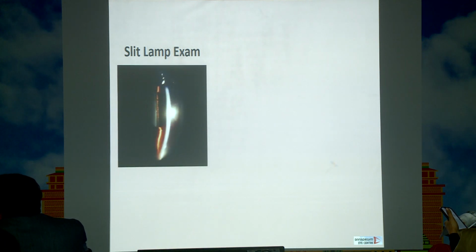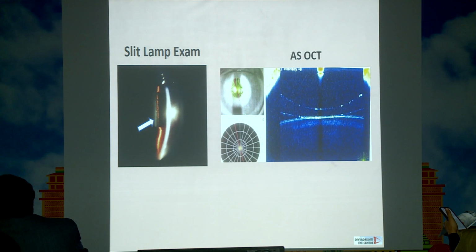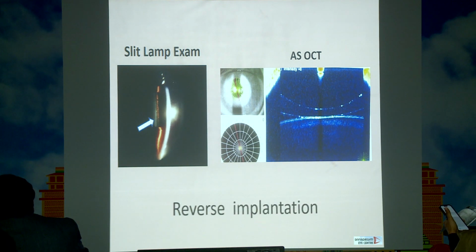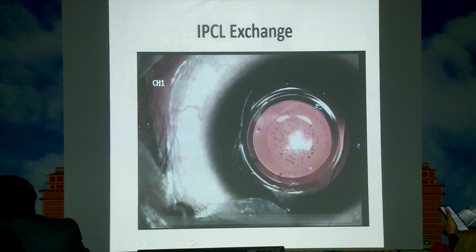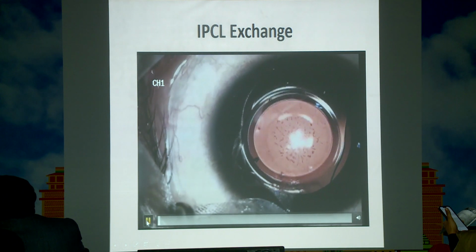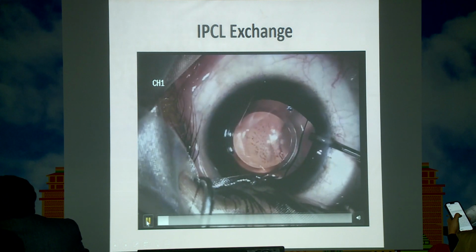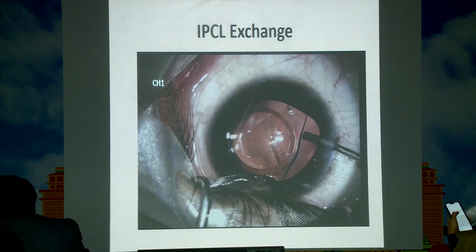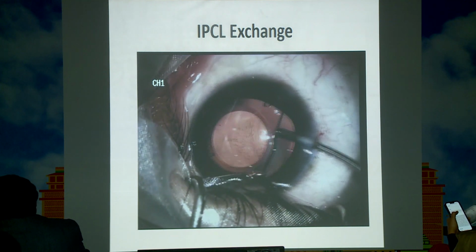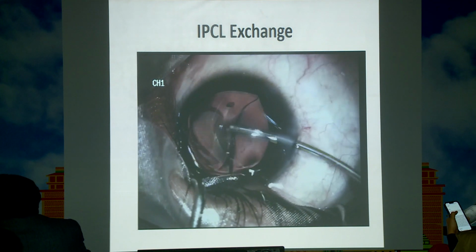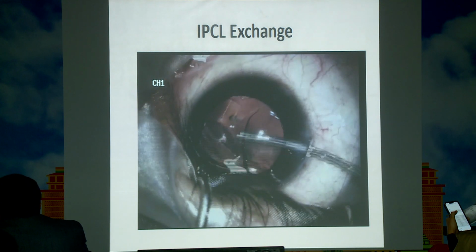So this is the slit lamp picture of the patient showing pigments. Vault is quite low, and the anterior segment OCT actually clinched the diagnosis that it was reverse implantation of the phakic IOL. So there was no option but to take out this lens. And whenever we get such cases, we have to immediately take the patient to take out the lens, otherwise it can cause cataract, and this cataract can progress in no time.